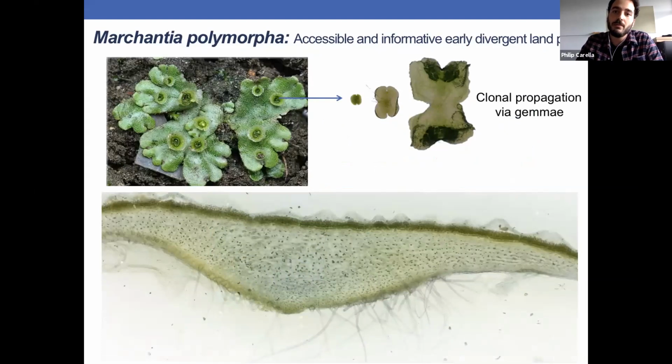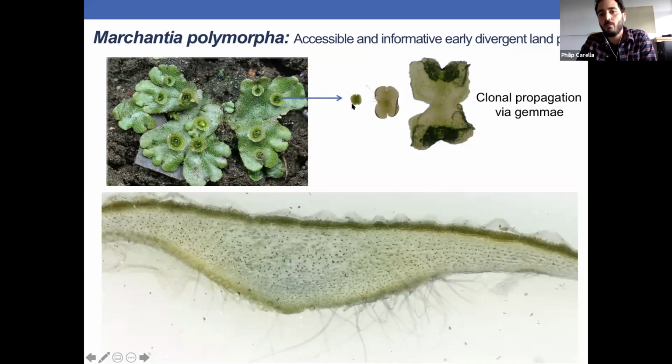It's a very accessible and informative early divergent land plant lineage. This is a picture of some Marchantia growing outside. It grows laterally along the substrate. On the surface of the plant, it forms these gemma cups, little bowls with little disc-like propagules inside, called gemmae. When water splashes down when it rains, these are displaced onto the soil, and then they germinate and grow into a clone of the mother plant.